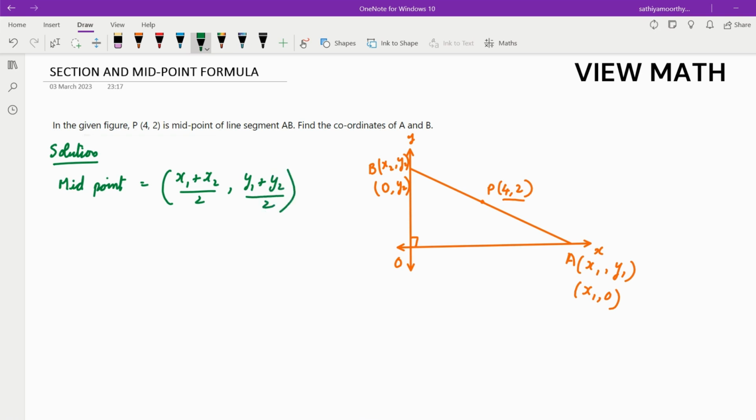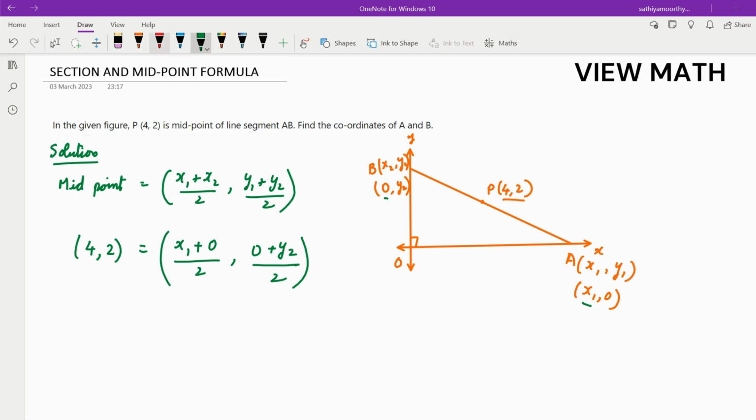Now let me substitute in the midpoint formula. We know P is the midpoint, they have given just (4, 2), and I am substituting it. x1 I'm writing as it is because I don't know the x1 value. x2 is 0, so I'm substituting 0 by 2, comma, y1 is 0 plus y2, which I have to find out, so I'm substituting as it is, by 2.